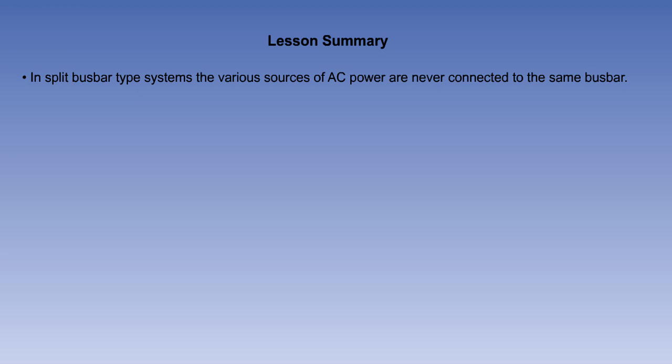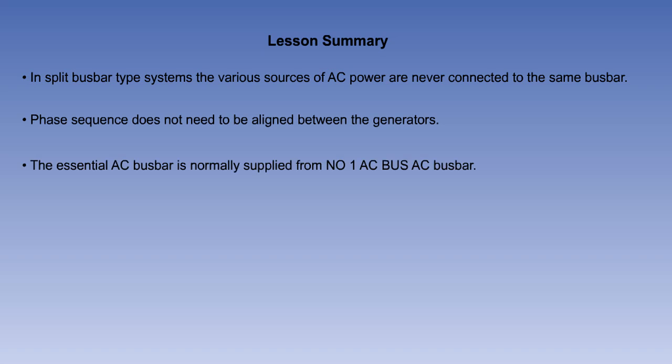The most important point to remember from this lesson is that in split busbar type systems, the various sources of AC power are never connected to the same busbar. Here are the other points you should take from the lesson. Because the generators are never operated in parallel, phase sequence does not need to be aligned between the generators. In most systems, the essential AC busbar is normally supplied from number 1 AC busbar.